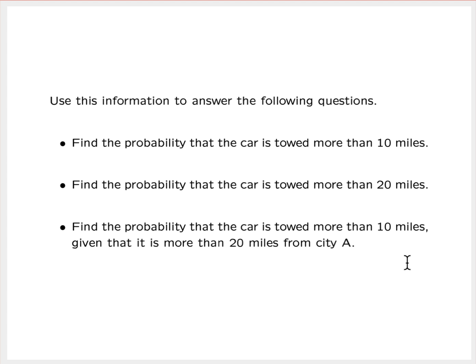The first question: find the probability that the car is towed more than 10 miles if it happens to break down. The second question: if the car breaks down, find the probability that the car has to be towed more than 20 miles. And then finally, if the car breaks down, find the probability that the car is towed more than 10 miles, given that it is more than 20 miles from city A.